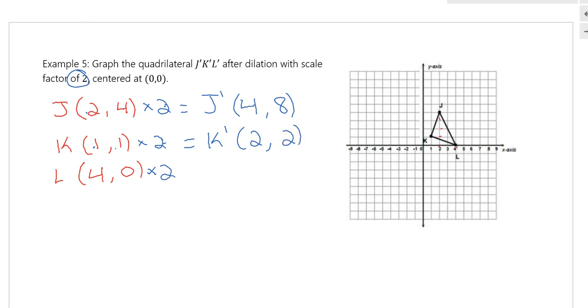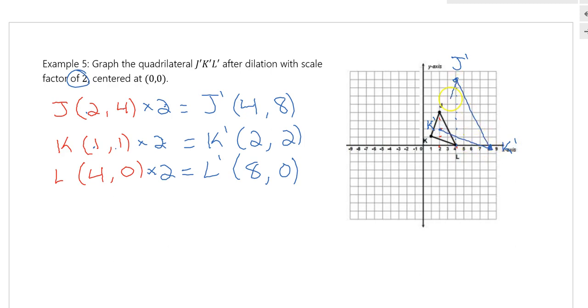Okay. And then finally L prime, 4 times 2 is 8. 0 times 2 is still 0. Okay. So now I actually have to graph these. J prime is at 4, 2, 3, 4, 5, 6, 7, 8. That's J prime. K prime is at 2, 2. And then L prime is at 8, 0.